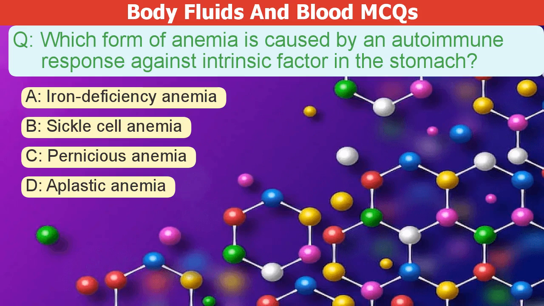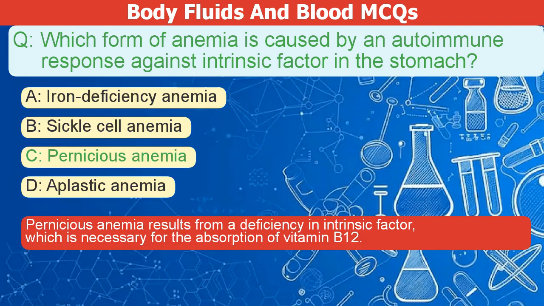Which form of anemia is caused by an autoimmune response against intrinsic factor in the stomach? A. Iron deficiency anemia. B. Sickle cell anemia. C. Pernicious anemia. D. Aplastic anemia. The correct answer is C. Pernicious anemia results from a deficiency in intrinsic factor, which is necessary for the absorption of vitamin B12.